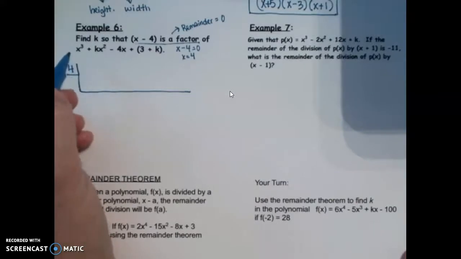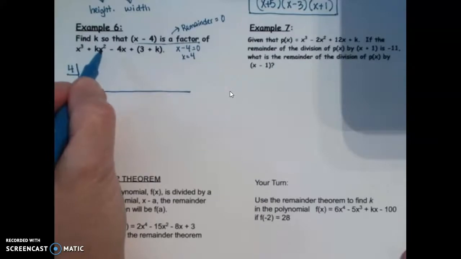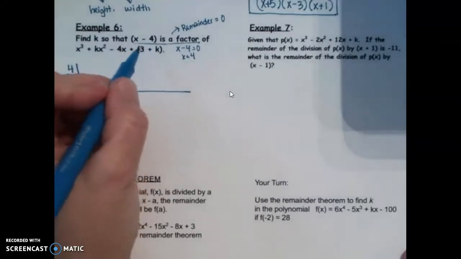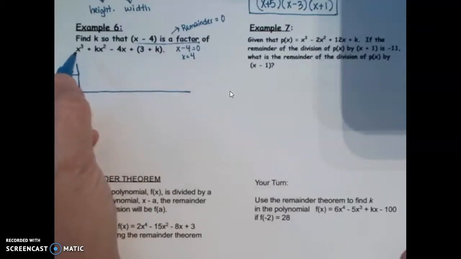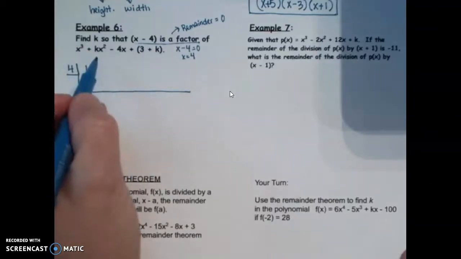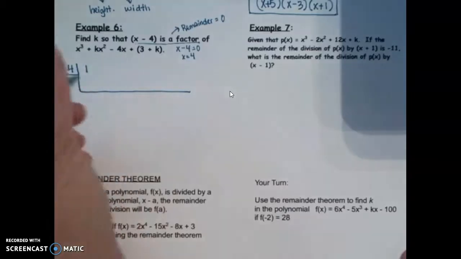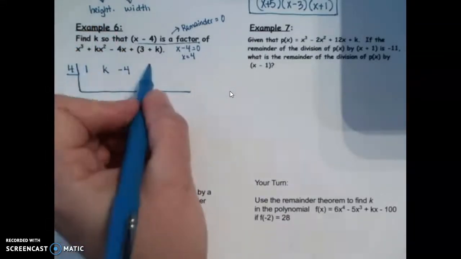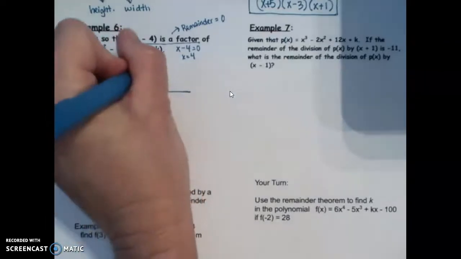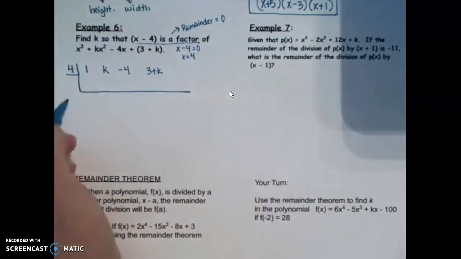So our next step was to take the coefficients if there's no placeholders. So we have x to the third, x squared, x. This 3 plus k represents your constant. So our coefficient in front of x to the third is 1. Your coefficient in front of x squared we don't know, so they've represented that by k. Coefficient in front of x is -4, and then our constant is represented by 3 plus k. Don't let that confuse you. You're going to do the same step.